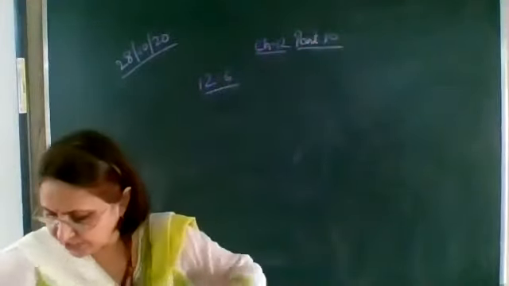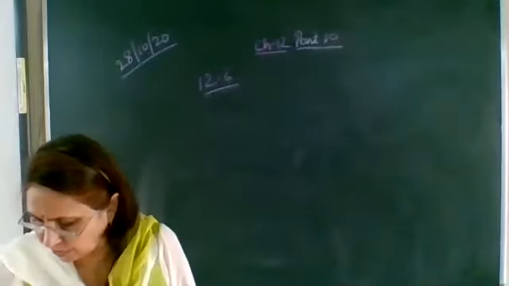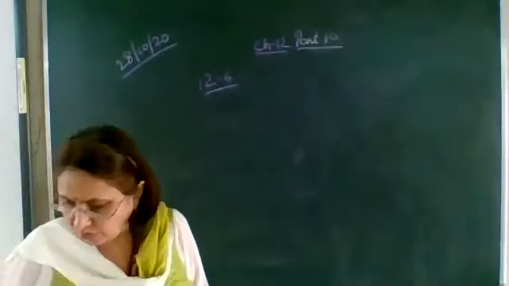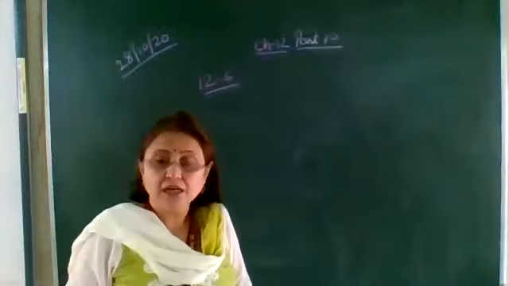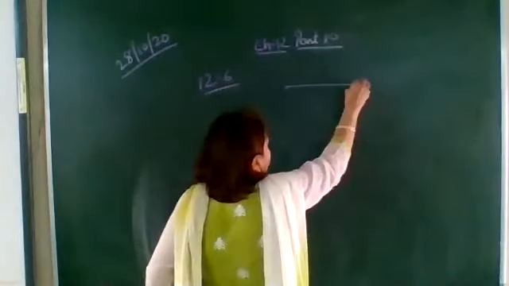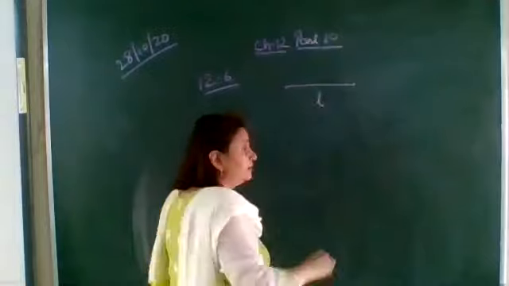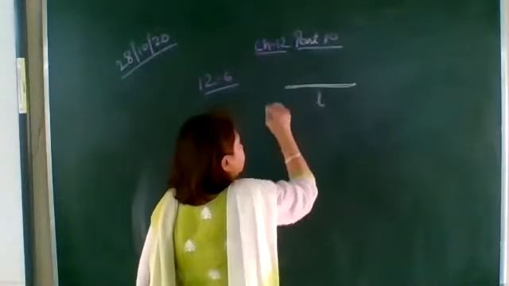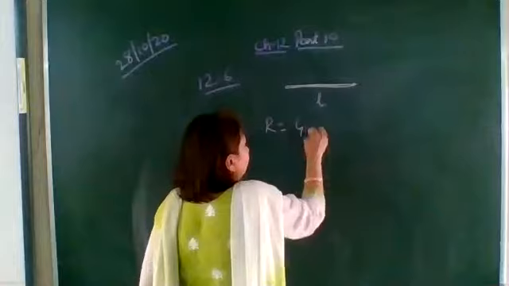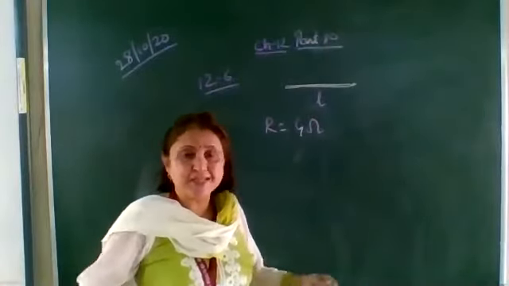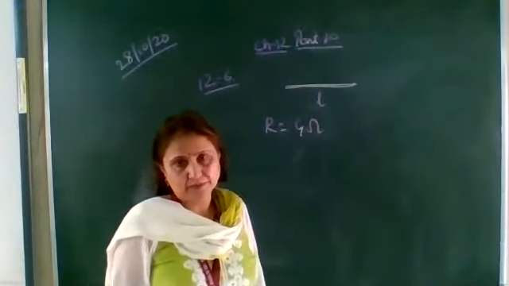A 4 ohm resistance wire is doubled in length. Calculate the new resistance of the wire. Here it is given that the resistance R is 4 ohm, and let its length be L. Now it is stretched to double its length.